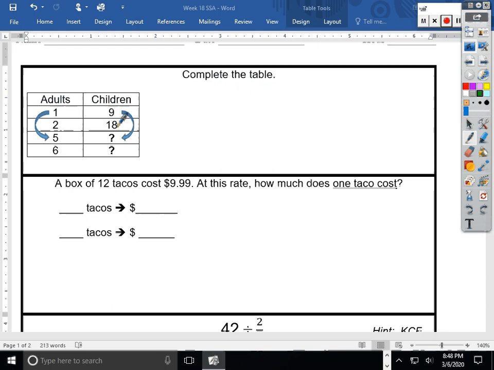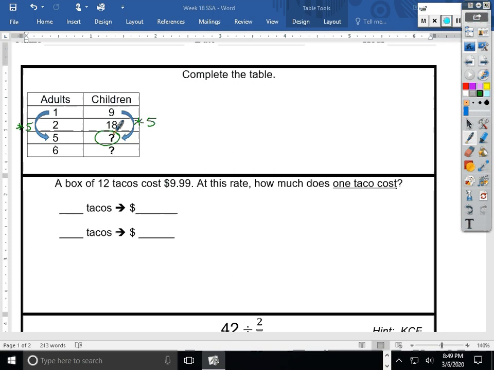Let's look at this next one. If I have 1 adult, but I want 5 adults to go instead, I'm actually increasing the number by 5. I'm multiplying by 5. And if I do that to the left or to the adults, I do that to the right or to the children. What is 9 times 5? Well, whatever that multiple is will help you find this answer.